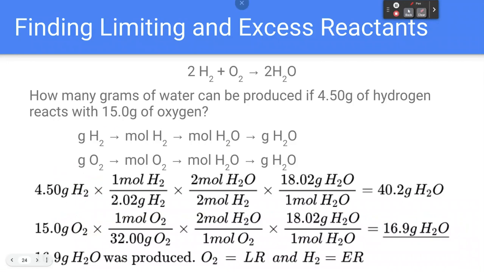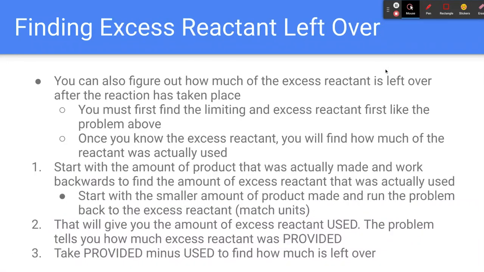Now, we can take this a step further and we can figure out how much of that excess reactant is left over. So we figured out how much product was made. Now let's figure out how much of that excess reactant is left over. In our sandwich problem, we had 28 slices of bread and 11 slices of cheese. So we were able to make 11 sandwiches. That means we only used 22 pieces of bread. We were given 28 slices of bread, but we only used 22, so we had 6 left over. That's what we're going to be doing in this problem here.